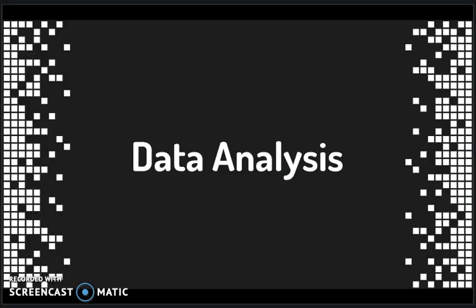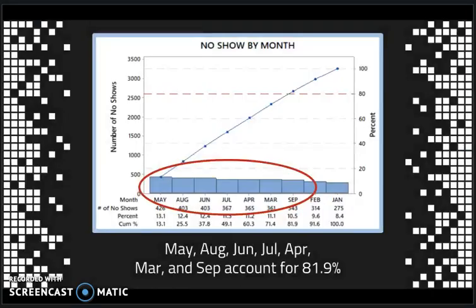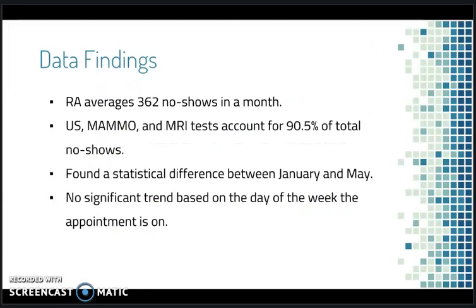Next, we'll talk about our findings with the data that we analyzed. We categorized no-shows by month, and as you can see, January and February had the least amount of no-shows, while May had the highest. All of the other months had a similar mean number of missed appointments. Moving on, we also found that Radiology Associates averages 362 no-shows in any given month.